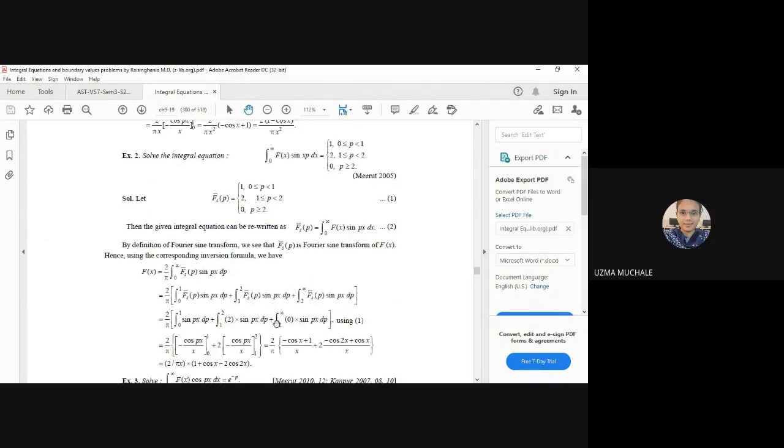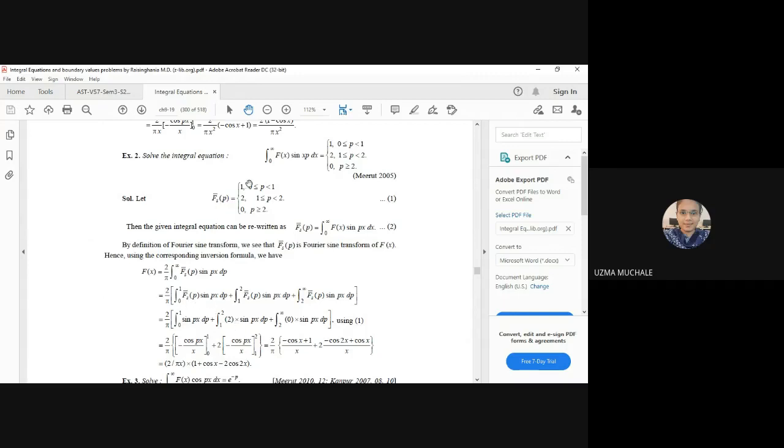Okay, again we have to go with the same consideration. Fourier transform, it is written with 1 up to 1 pi. You have to learn these formulas by heart, the Fourier cosine and sine transform. And again we have divided the interval: 0 to 1, then 1 to 2, and greater than 2. Again write the formulas. Fs of p.